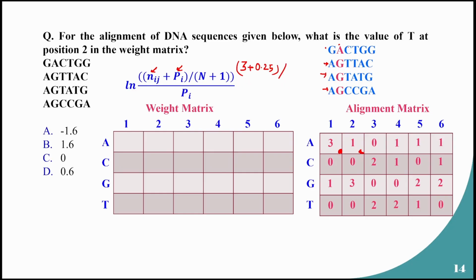So here I believe you have 4, right? 1, 2, 3, 4 sequences. So that means you divide that by 4 plus 1 equals 5. And then you divide this whole thing by the 0.25 value of probability. And then you calculate the ln value of that. Okay, so try to do it, and then we will see in this particular case.